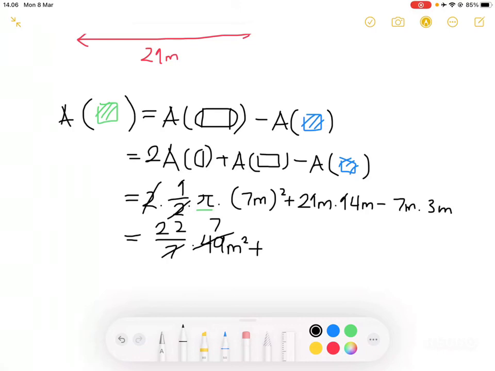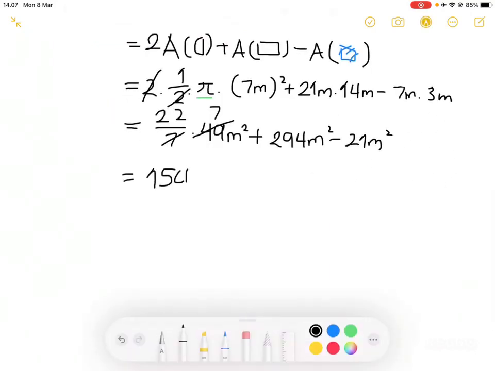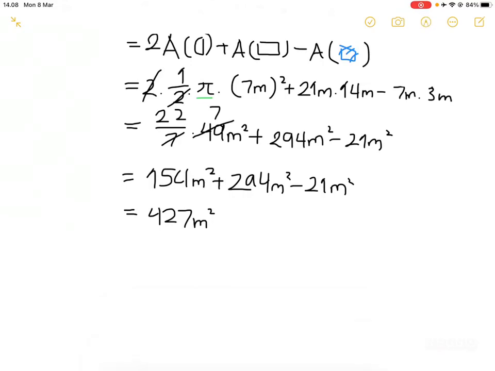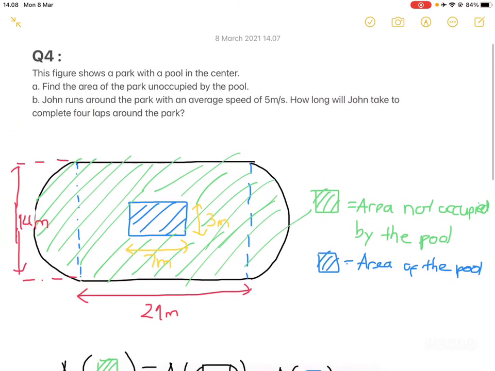So let you guys continue this. I'll just fast forward this by myself. Alright, after fast forwarding that, you should end up with an answer of 427 meters squared. So that's part A. For part B, John runs around the park with an average speed of 5 meters per second. How long will John take to complete 4 laps around the park?